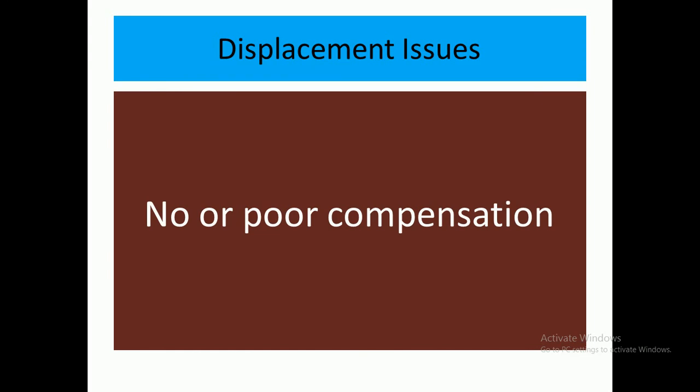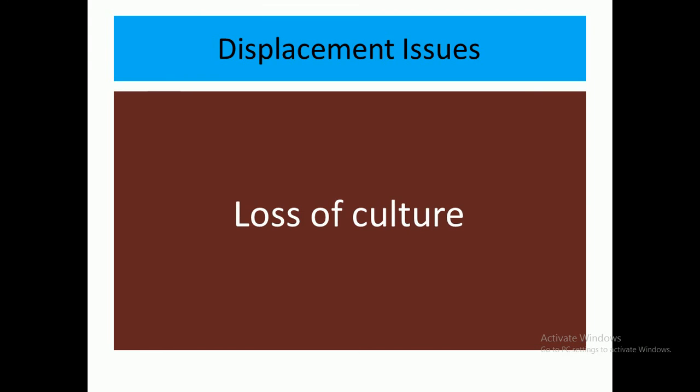And most of the time, the organization which is undertaking the project does not give proper compensation to these dislocated people. They may be given very poor compensation. So this is another issue. And the dislocated people may lose their culture. They cannot adopt the new culture, a new trend.